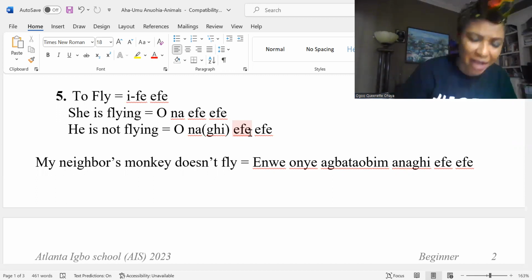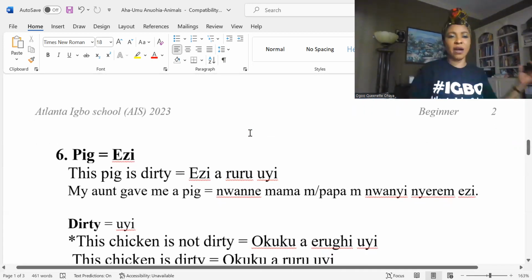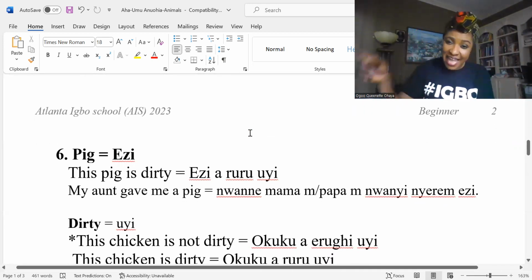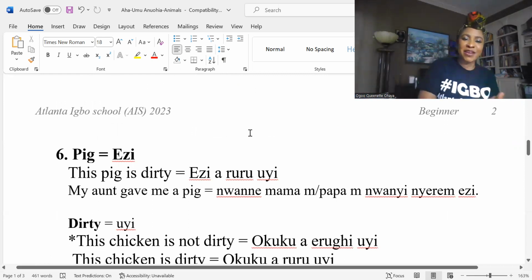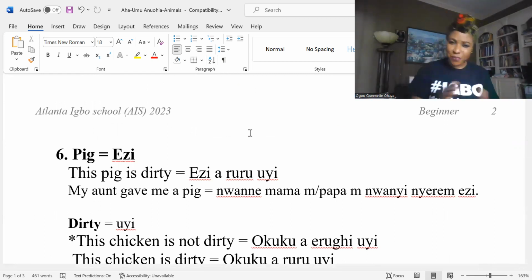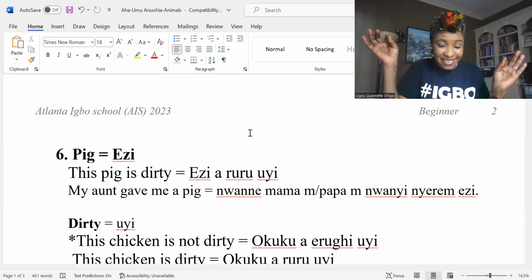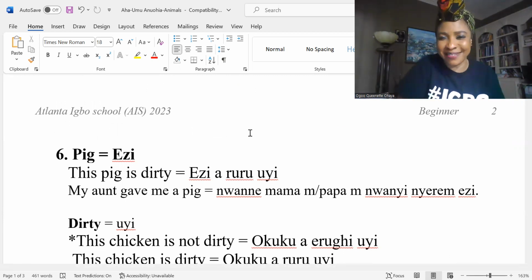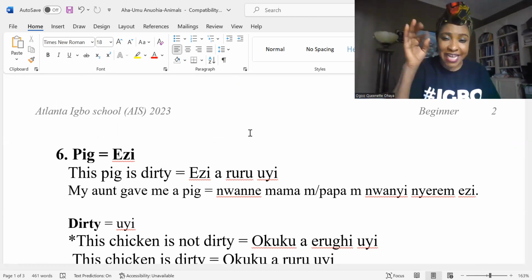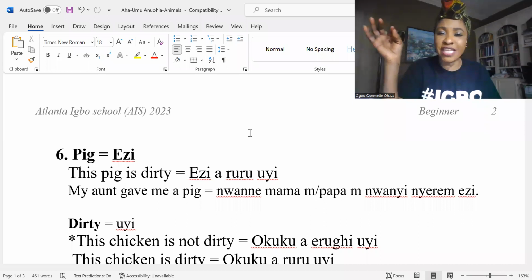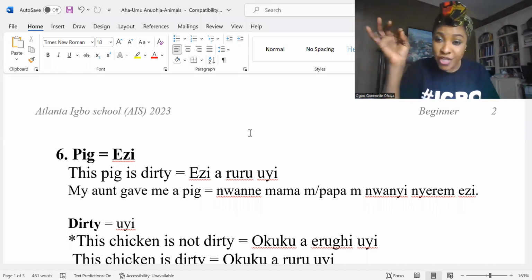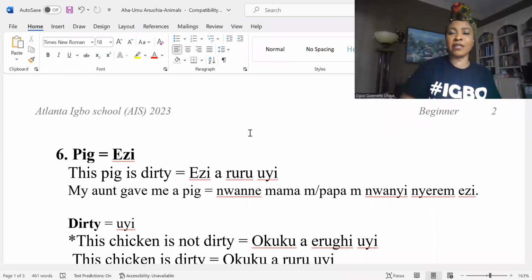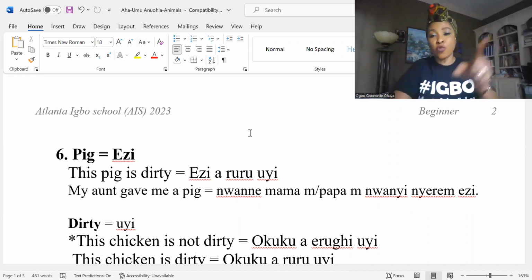Now, pig again. Ezi. Okay. This pig is dirty. Ezi a ruru unyi. Ezi means pig. Unyi means dirty. When you want to say something is dirty, you say ruru.